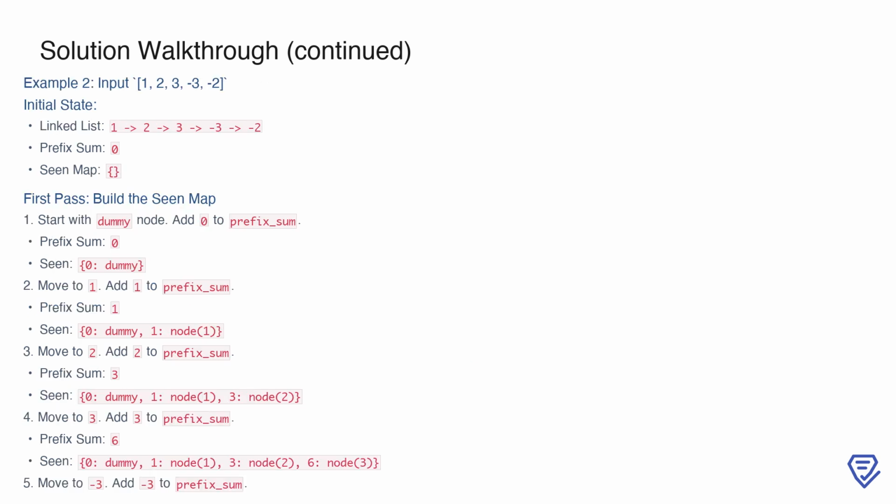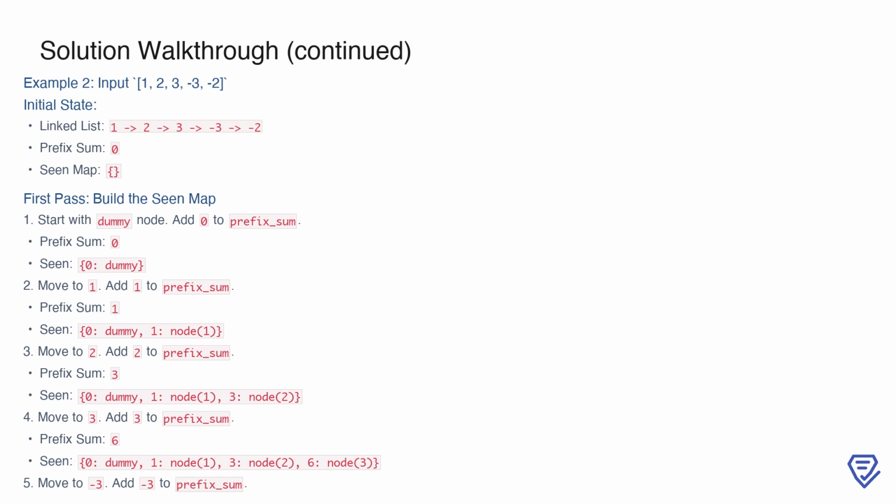Now let's look at another example with the input 1, 2, 3, -3, -2. The initial state of the linked list is 1 -> 2 -> 3 -> -3 -> -2, with a prefix sum of 0 and an empty map for tracking prefix sums. In the first pass, we start with the dummy node, adding its prefix sum of 0 to the map: 0: dummy. At the first node with value 1, the prefix sum becomes 1, and the map is updated to 0: dummy, 1: node 1. Moving to the next node with value 2, the prefix sum becomes 3, and the map updates to 0: dummy, 1: node 1, 3: node 2.